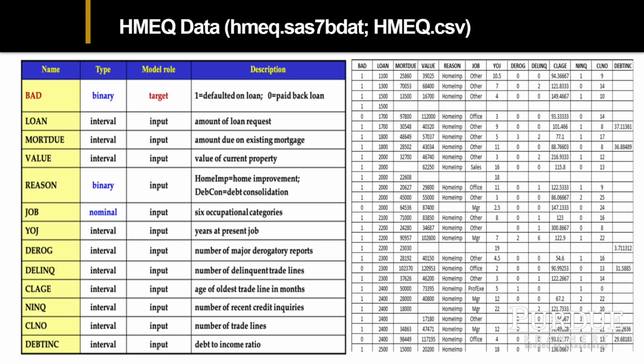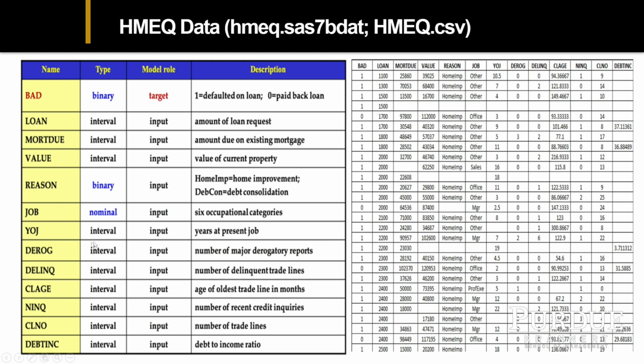So here's an illustration of the data set. And the data set is available to download. There are two files. One is hmeq.sas7bdat. This is basically the SAS data file. And another one is a CSV file. Okay, so that's available to download on the website.